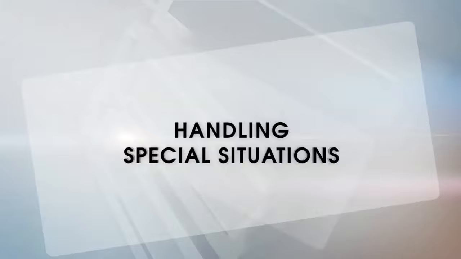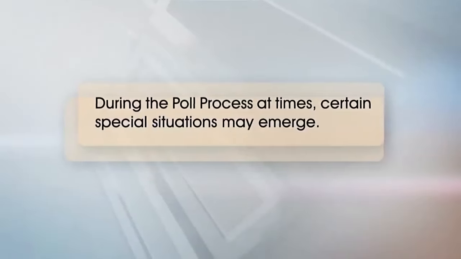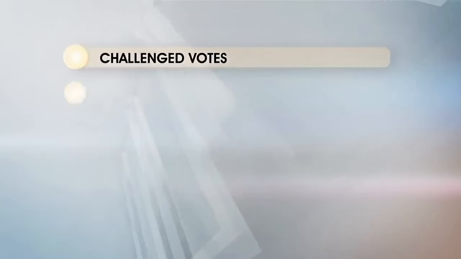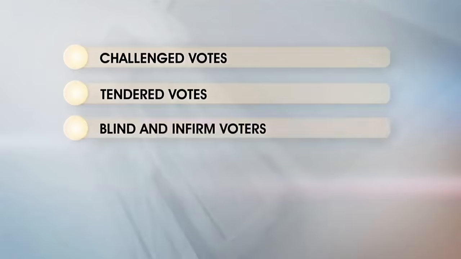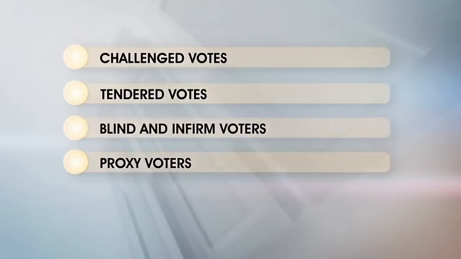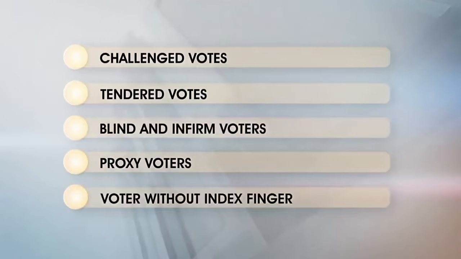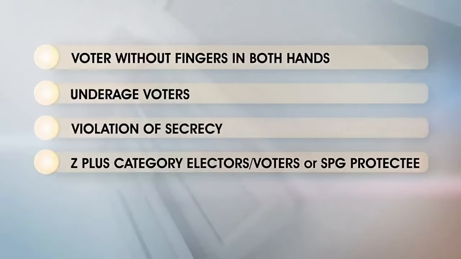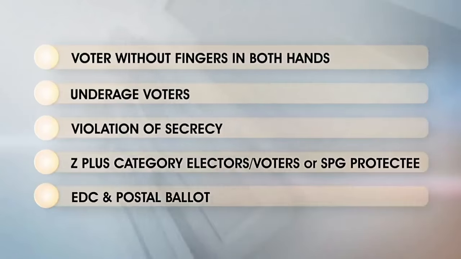Handling special situations. During the poll process at times, certain special situations may emerge. Challenged votes, tendered votes, blind and infirm voters, proxy voters, voter without index finger, voter without fingers in both hands, underage voters, violation of secrecy, Z plus category electors, voters or SPG protectee, EDC and postal ballot.